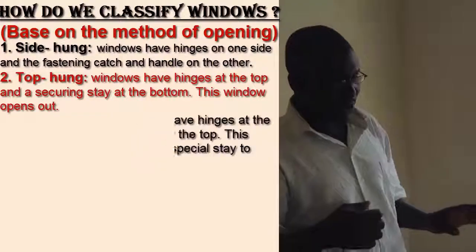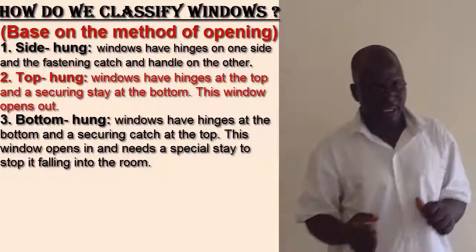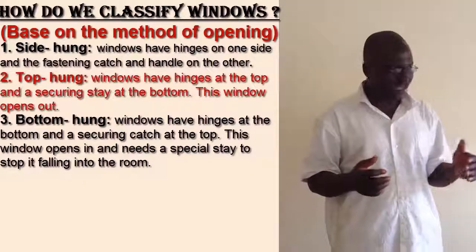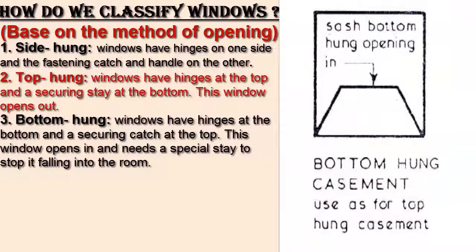There's one called the bottom hung. In this case, instead of fixing the hinges at the top, we hinge the window at the bottom. You find that when you open it, you will only open it inward. In this case, it is just the opposite of the top hung. So it is opening inward, it is not opening outward.